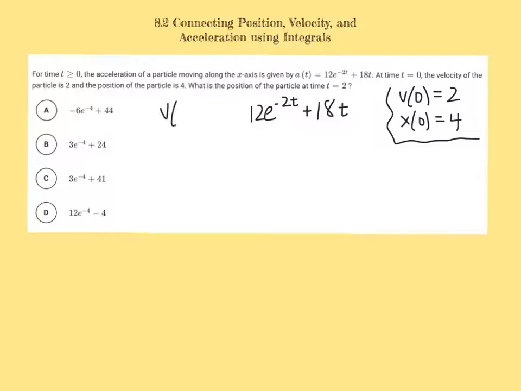Okay, if we want to find the velocity, we have to integrate acceleration. So I'm just taking the acceleration function and integrating it. When we integrate this, we know that we're going to have a 12 e to the negative 2t. But then we got to think backwards, like basically we want to take the derivative of this and end up here, right? So we would have had to multiply this by a negative 2. So instead I want to divide it by that.